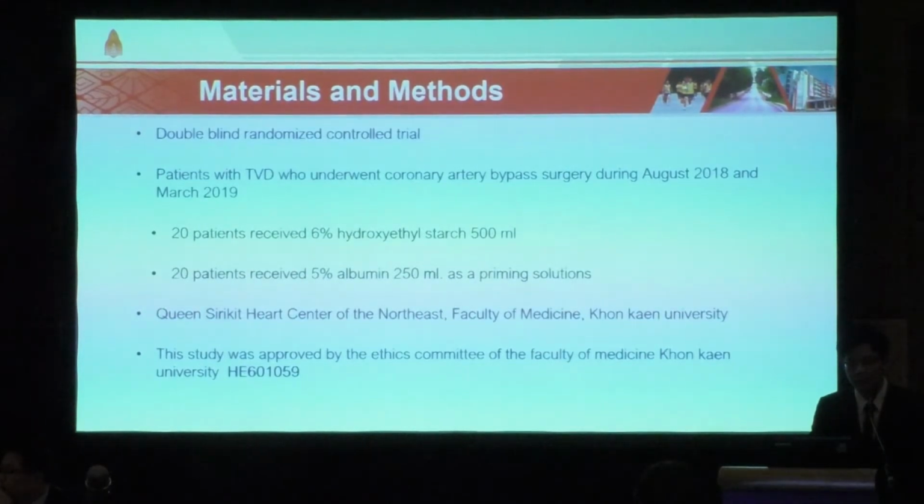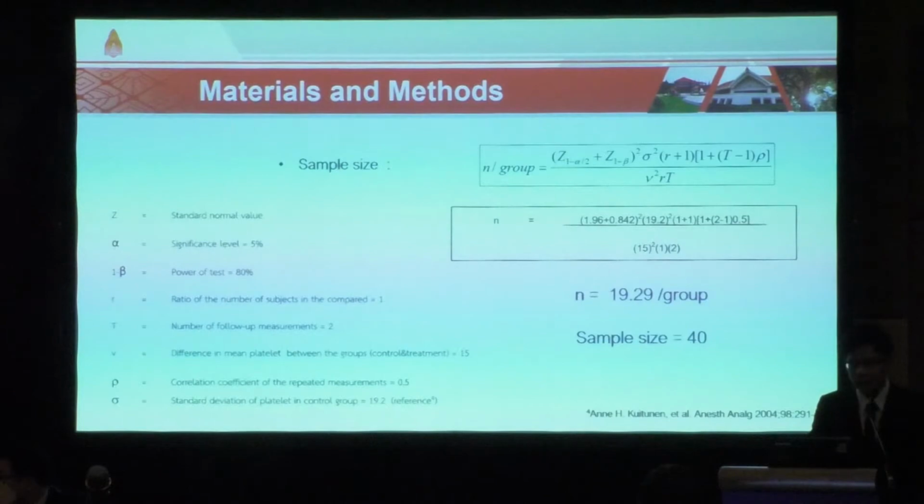Patients with triple vessel disease who underwent CABG between August 2018 and March 2019 were included. This study was conducted at Queen Sirikit Heart Center of the Northeast, Faculty of Medicine, Khon Kaen University. The patients were randomly divided into two groups. This study was approved by the Ethics Committee of the Faculty of Medicine at Khon Kaen University, and all patients gave their informed consent before surgery. After calculation, this study needed at least 20 patients in each group.